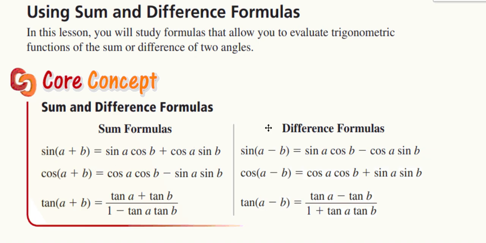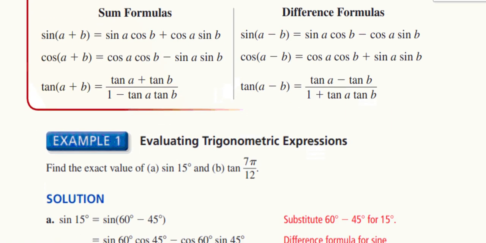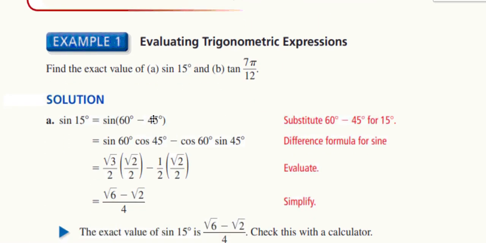Okay, and again, there's a whole bunch of different formulas. They are all on the board. Do not stress out about memorizing these. All right, so if we wanted to find the exact value of sine 15, now the book chooses to use sine of 60 minus 45, but you could also use 45 minus 30 because that also adds up to 15. So there's no real wrong way of doing this.